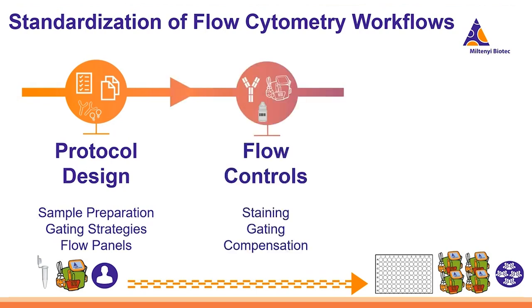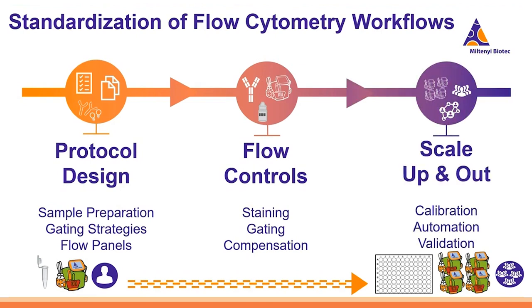There are some flow controls, such as staining, gating, and compensation controls that you can run on the actual cytometer the day of the experiment to help reduce some variability and enhance your standardization. And then finally, as you begin to scale up and out, there are different considerations for calibration between devices or within a device, automation of the workflow, and even validation of the results that you are getting to make sure that you have equivalent results among different sites or devices.